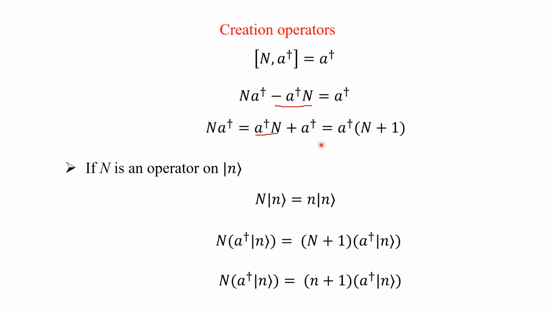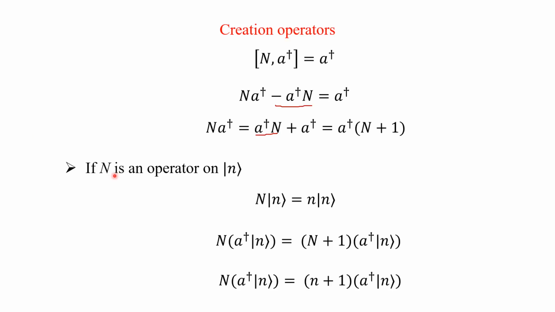A dagger n plus already there is an a dagger. Now you can take a dagger out. So this will become a dagger into n plus 1. This is a number operator. You can bring left or right. That is not a problem. It will not change your result.